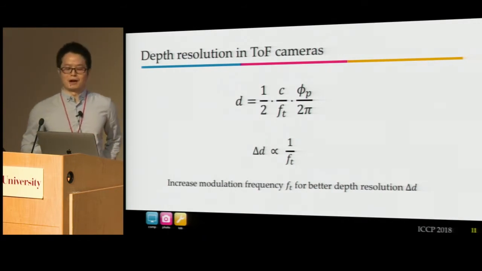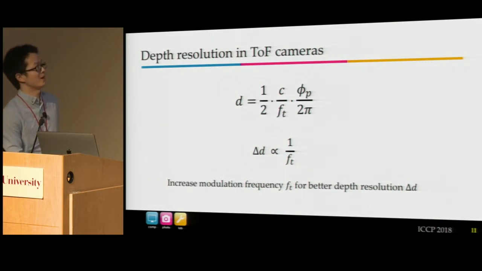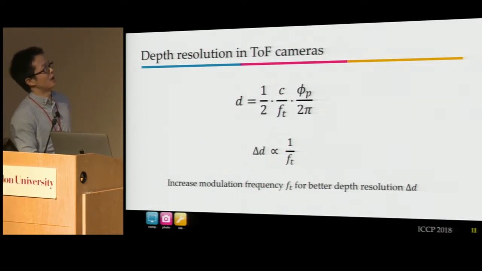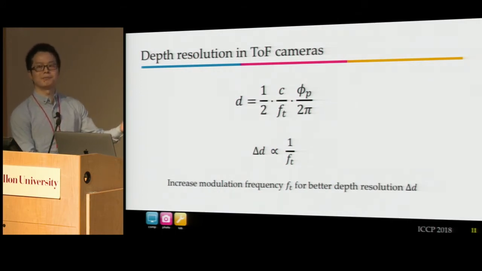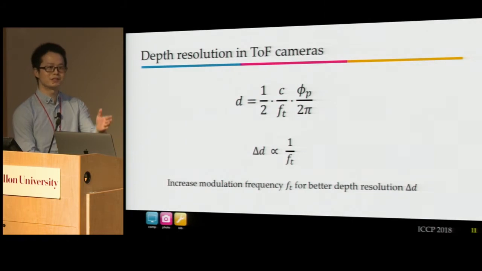Before I introduce our technique, I would like to remind you how we estimate the depth information in time-of-flight cameras. If you can recall, this is our depth estimation. As you can see here, the depth resolution is proportional to the modulation frequency. The higher the modulation frequency, the better depth resolution we'll have, and at the same time, of course, we'll have a shorter imaging range. So the straightforward way is, can we just increase the modulation frequency from the current 80 megahertz or 100 megahertz to 1 gigahertz or even terahertz?